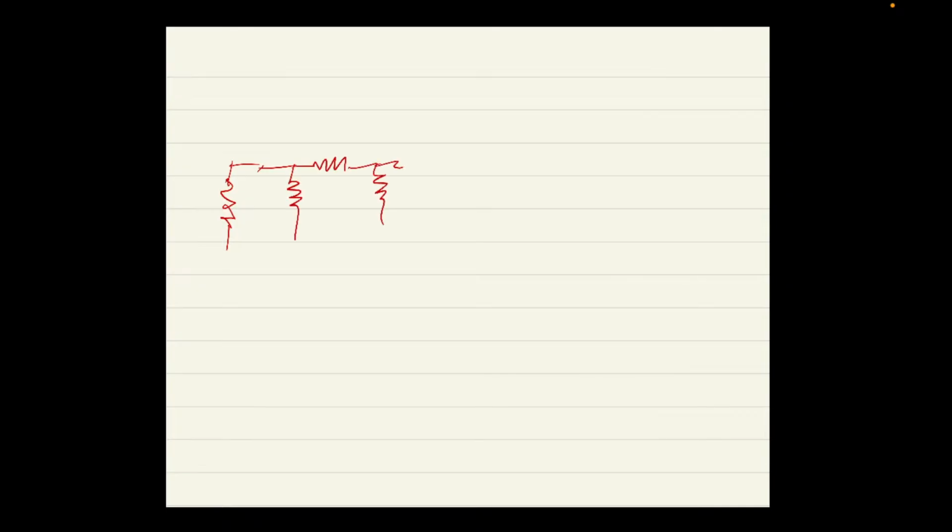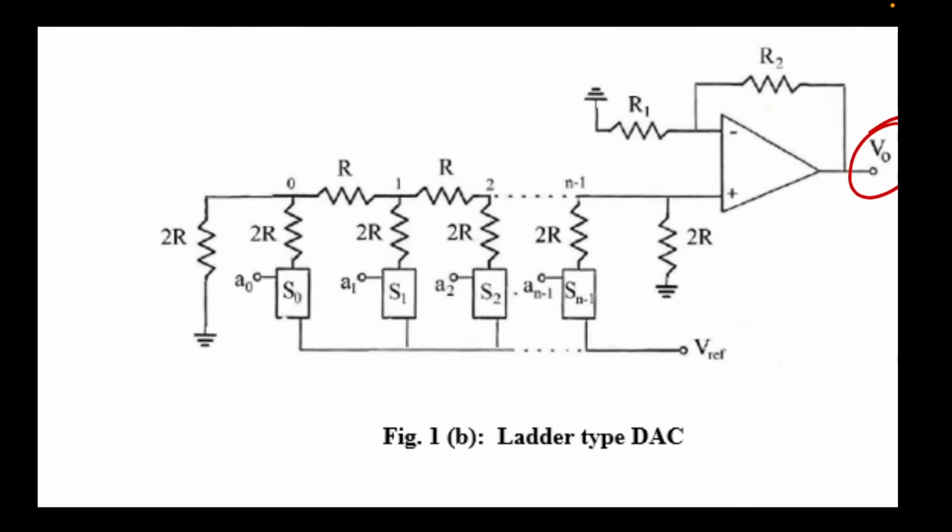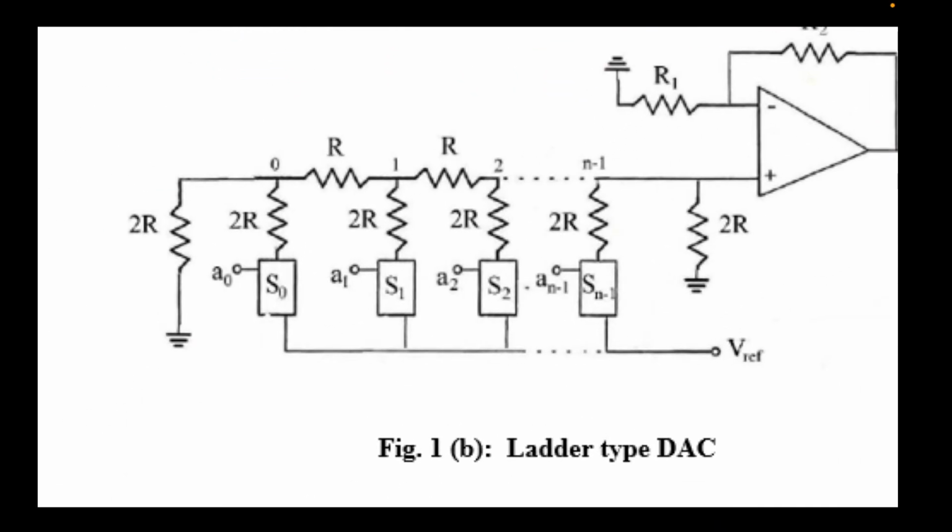And the very cool thing with them, and why it's also called an R2R ladder, is that every top resistor is of value R and every down resistor is of value 2R, all right? And if we double check the diagram, that is so. Now, the big thing with an R2R ladder is equivalent resistances.